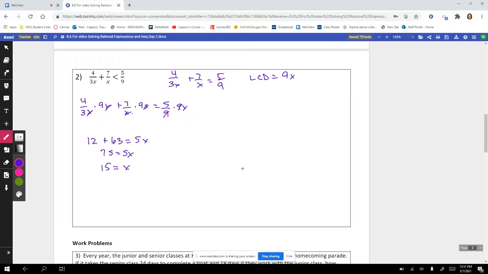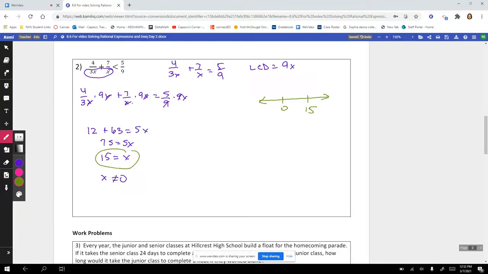Now, if I look back at my original, I know that x cannot equal 0. So when I do my number line, I have to keep that in mind. So I'm going to have 0 as a value, and this x is equal to 15 as a value. And now I'm going to test my different regions, okay? So if I test x is equal to -1, now again, if you want to pause it, you can to work this out on your own, but I'll just write out what I have here. So I have 4 over -3 plus 7 over -1 is less than 5 over 9. So that's true. So this region right here is okay.